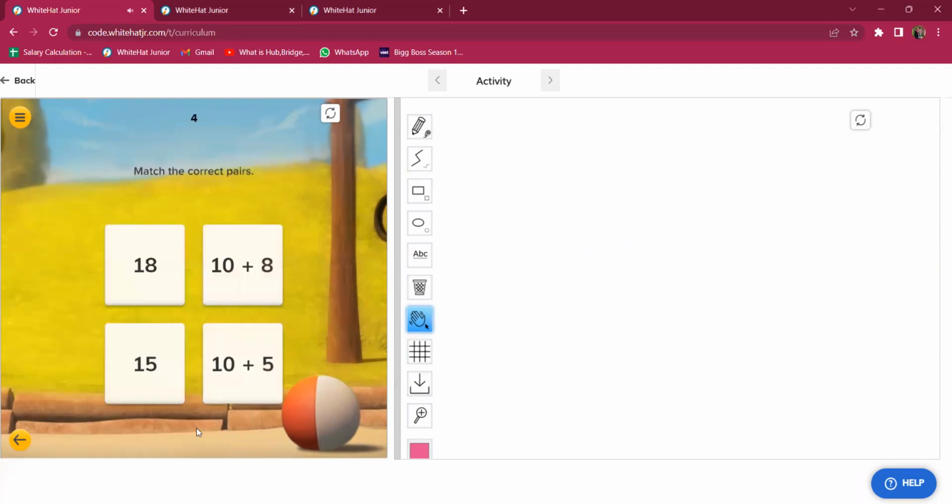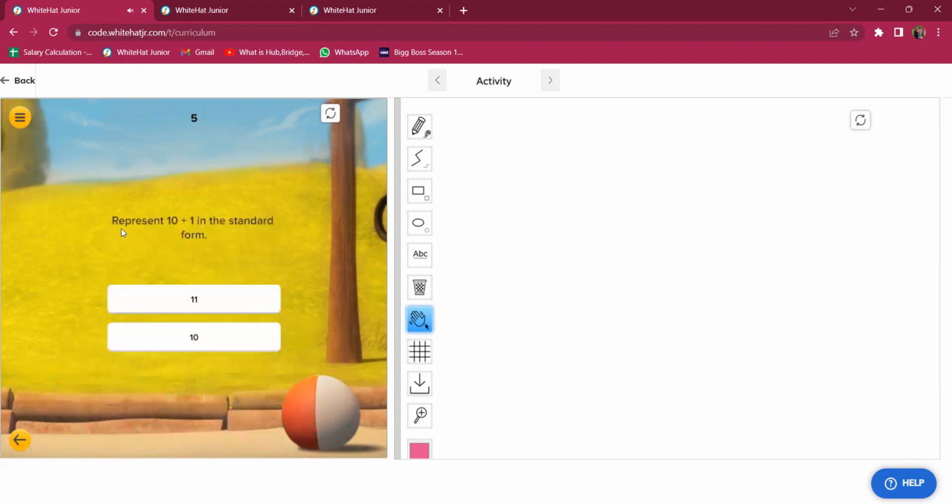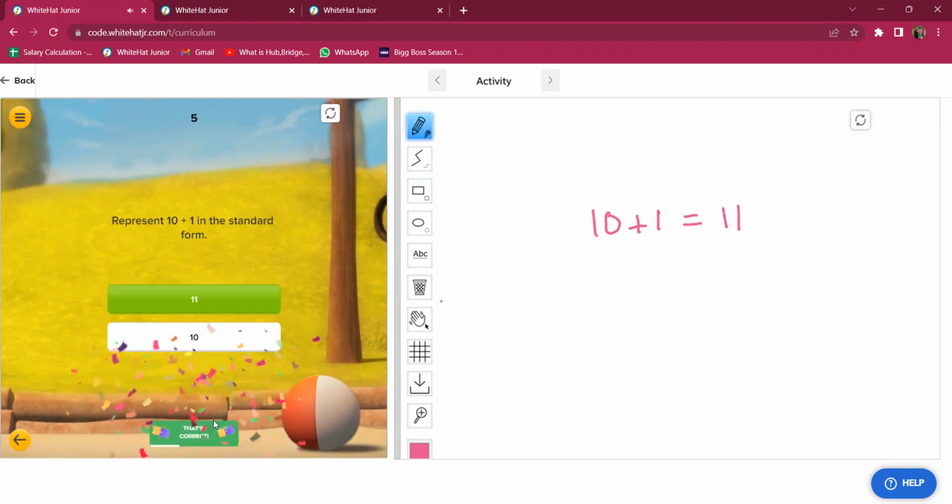Let's go to the next question. So match the correct pairs, right? So we know that 10 plus 8 will give us 18. So match with this. And 10 plus 5 will give us 15. Okay. Let's move to the next question. Represent 10 plus 1 in the standard form. Okay. So 10 plus 1 is the expanded form, which will give us 11. The standard. Click on it and go to the next question.